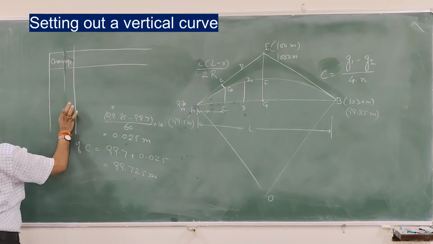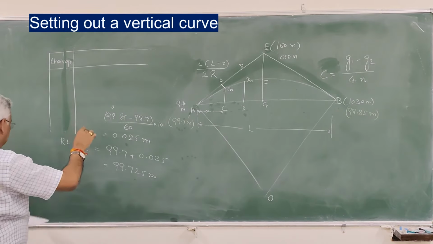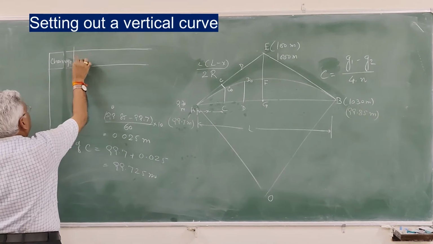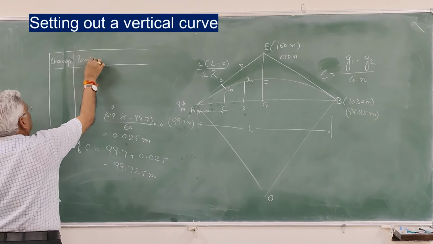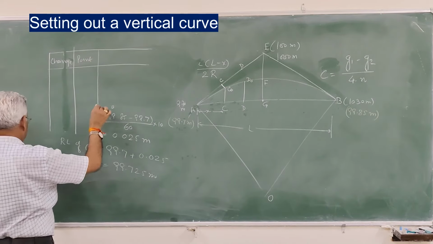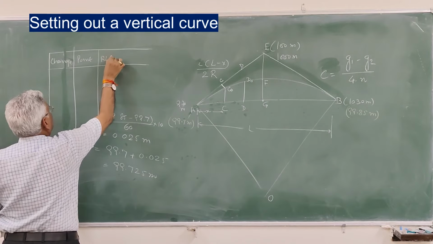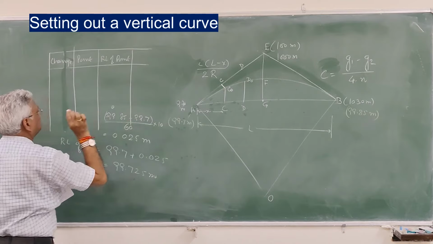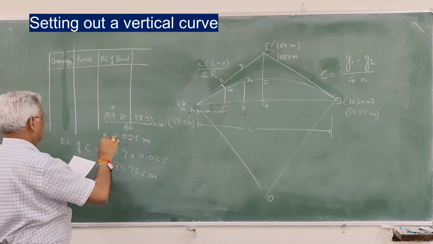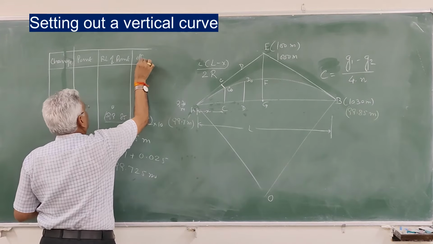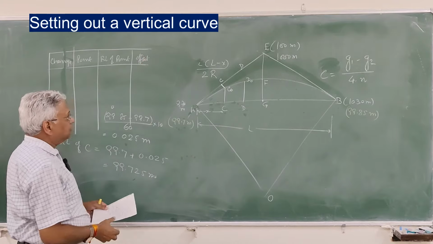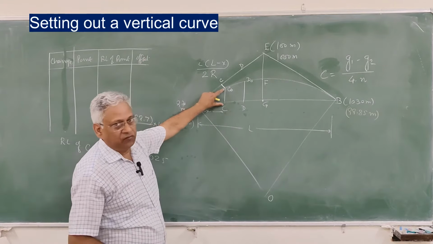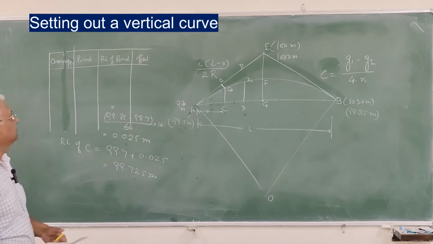Chainage. Then the point, RL of this point, then offset. Offset basically is CC0, because we are now discussing the chord deflection method.